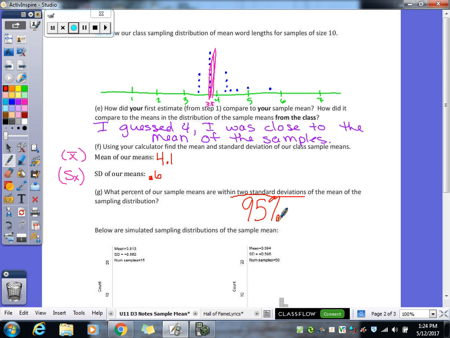That was kind of a trick question because then people are like, oh, I gotta look at my data and figure out. There's nothing to look up. 2 standard deviations above and below is always 95% of your data.